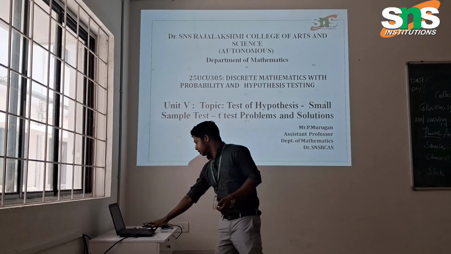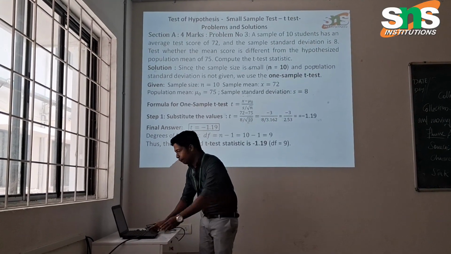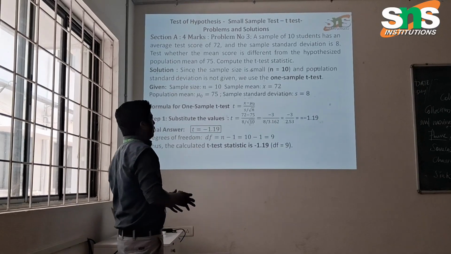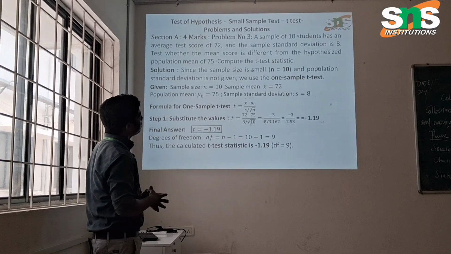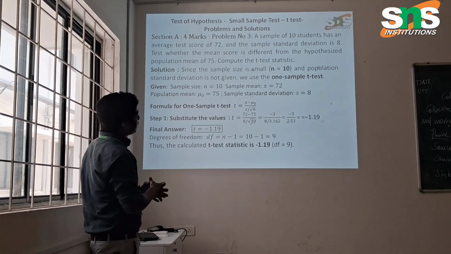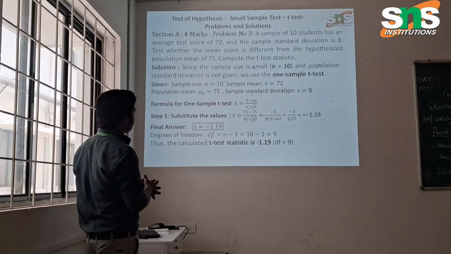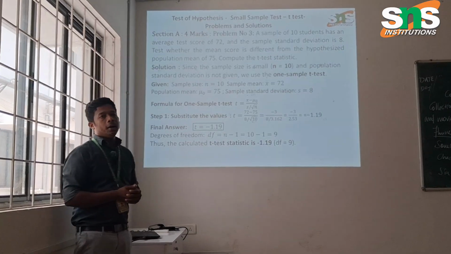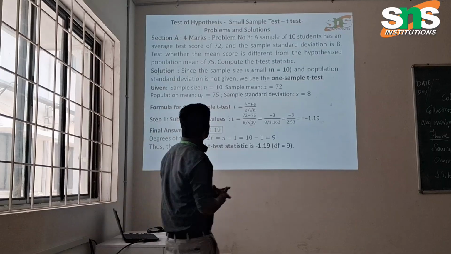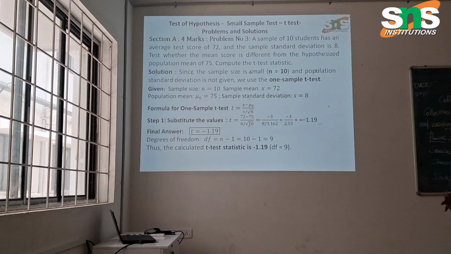So the question is a former question. A sample of 10 students has an average test score of 72, and the sample standard deviation is 8. Test whether the mean score is different from the hypothesized population mean of 75. Compute the t-test statistic.